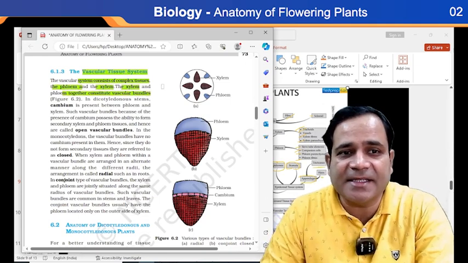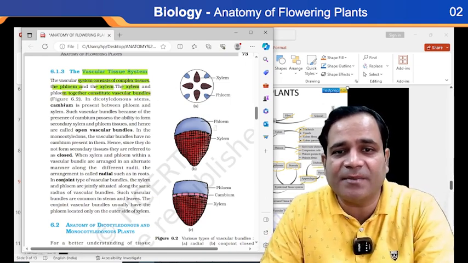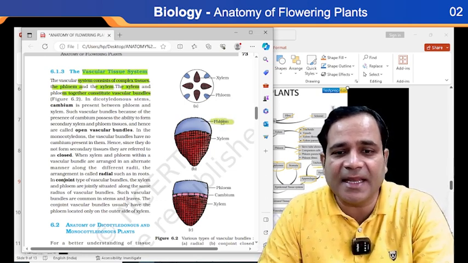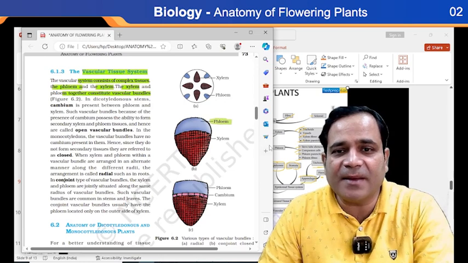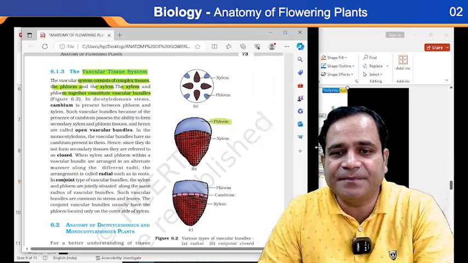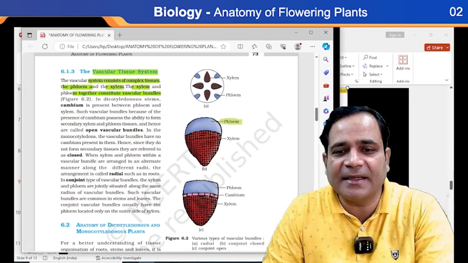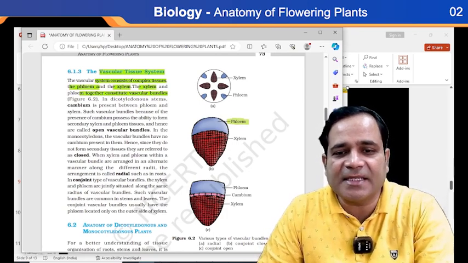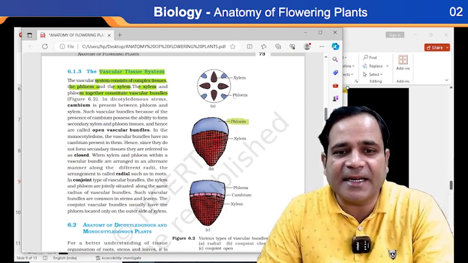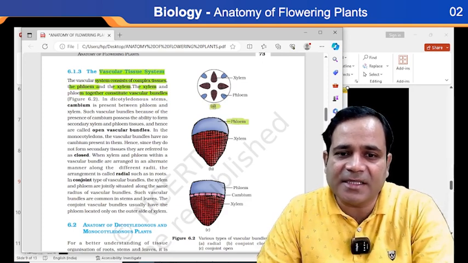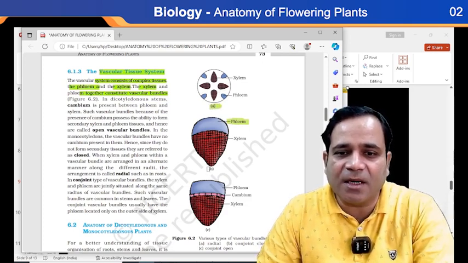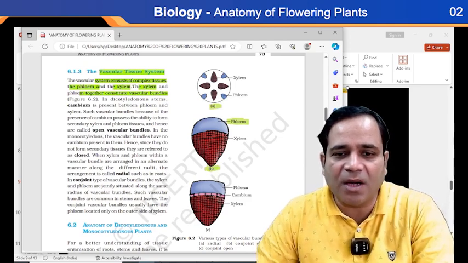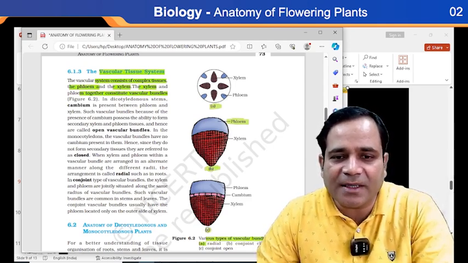See, this one is the diagram. This is the vascular bundle, with xylem and phloem outward. If I'm talking about the various types of vascular bundle, the first one is radial. This one is radial. This one is conjoint, closed. And this one is conjoint, open. So what is the difference between them?